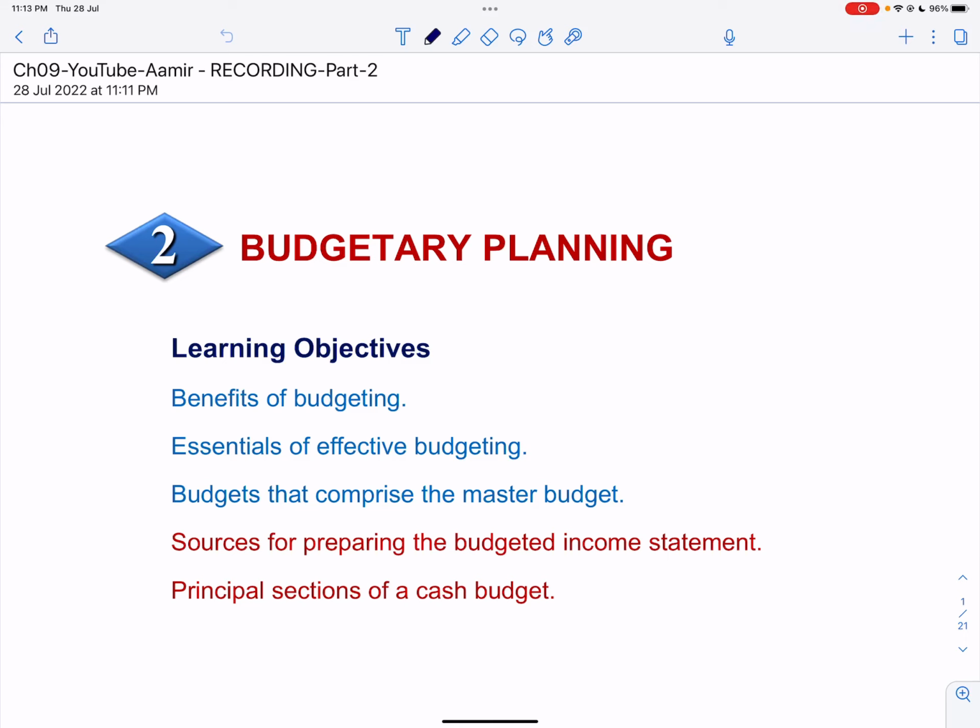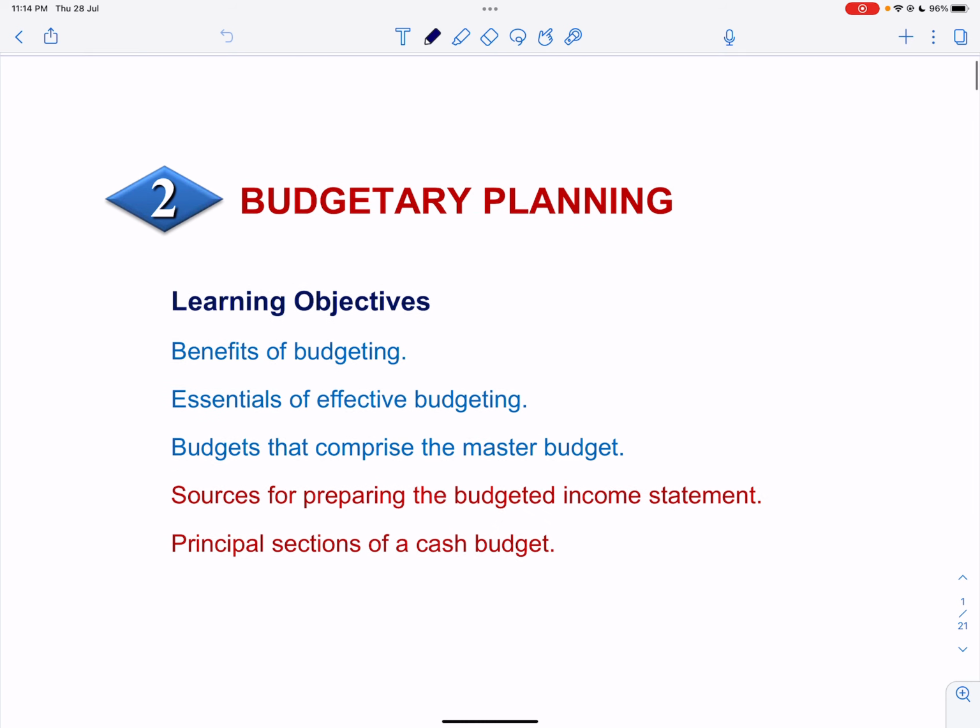Bismillahirrahmanirrahim. This is the second video on budgetary planning. In the first video, we talked about benefits of budgeting, essentials of effective budgeting, and budgets that comprise the master budget. In this video, we will describe the sources for preparing the budgeted income statement and explain the principal sections of a cash section. Finally, we will solve the exercises comprehensively.